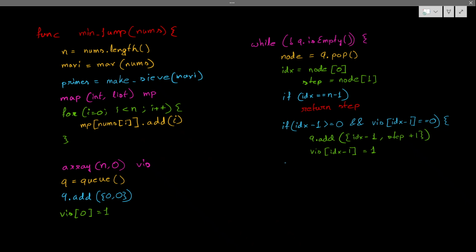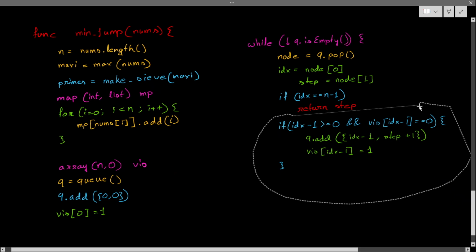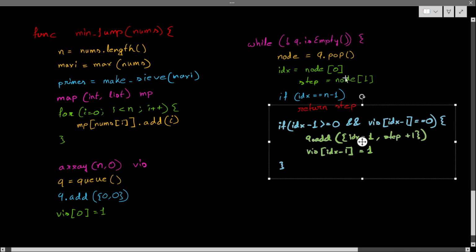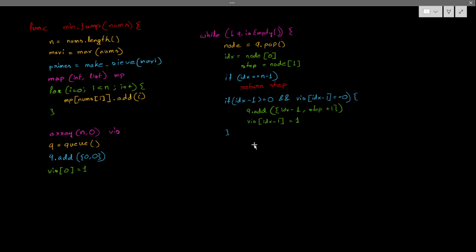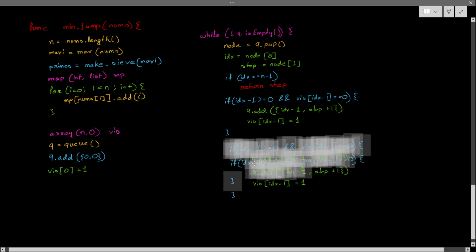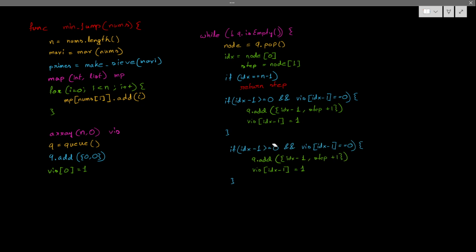So this is the if case. Let's see the next case, which will be exactly the same. Let's copy it. Index +1 case. Again I have to check if index +1 is inside my n, so index +1 is less than n, and visited of index +1 equals 0. If that's the case, I will simply add index +1, step +1, and mark visited of index +1 as 1. Simple.